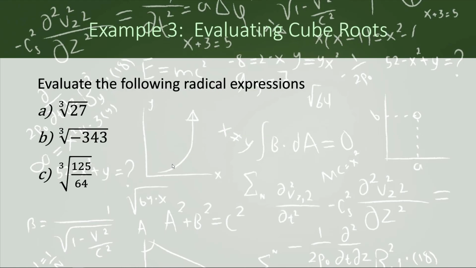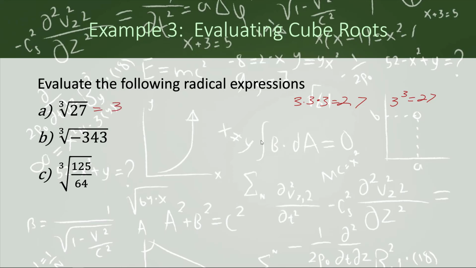So what do we have here? Well, here we want to evaluate some radical expressions. The first one is the cubed root of 27. Now we all know that 3 times 3 is equal to 9, right? And if you multiply that by 3, you're going to get 27. And that basically just tells us that 3 cubed is equal to 27. As a consequence, the cubed root of 27 is 3.